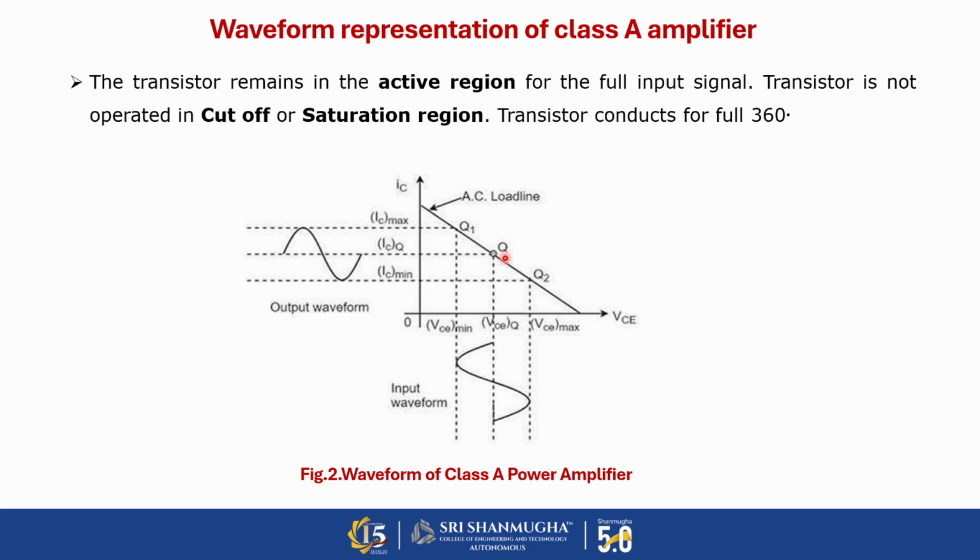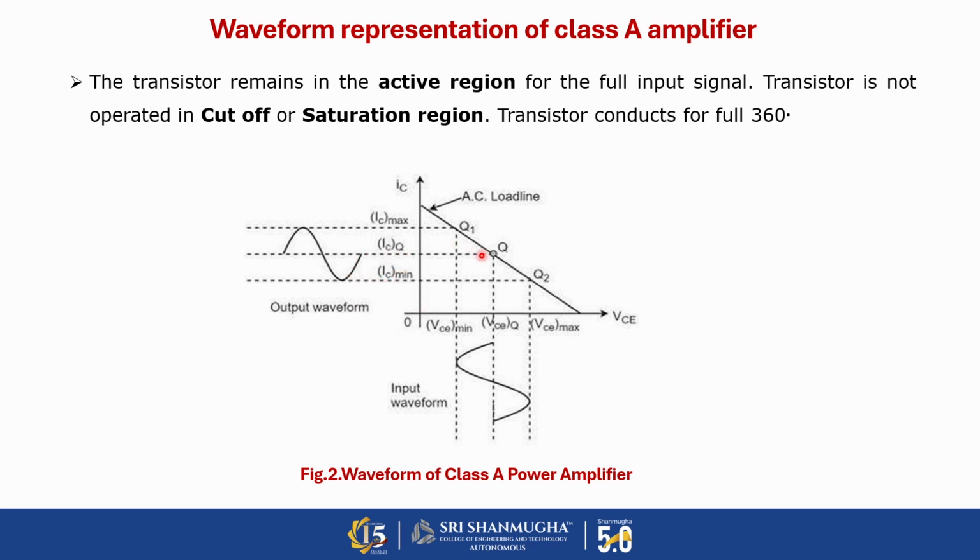There are 3 regions: active region, cutoff region, and saturation region. So we are applying biasing for the amplifier circuit. In order to operate the transistor in the active region, we need to apply some biasing to the power amplifier circuit. So the transistor remains in the active region for the entire full cycle. The output characteristics with operating points Q1 and Q2 are shown in the figure. Here ICQ and VCQ represent the no-signal collector current and the voltage between collector and emitter respectively.